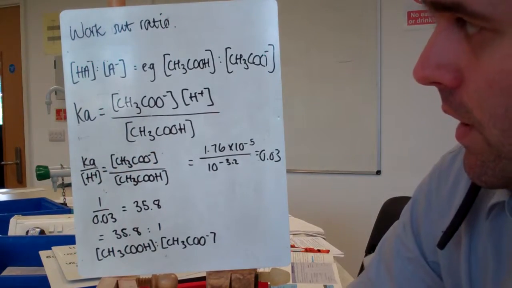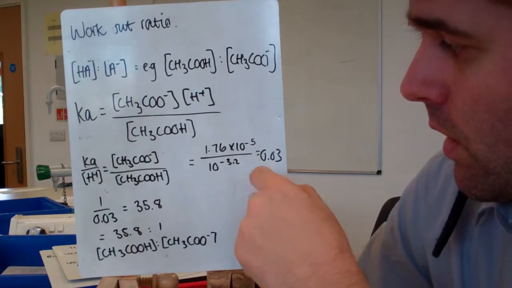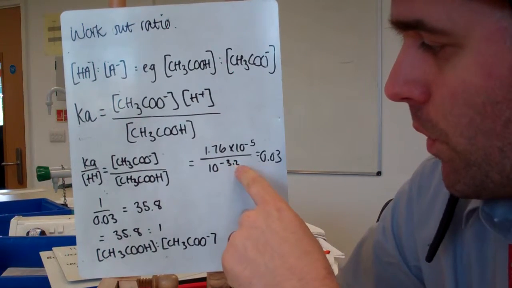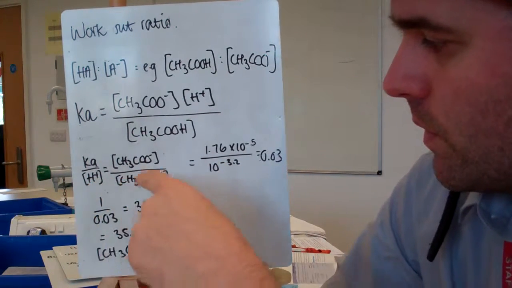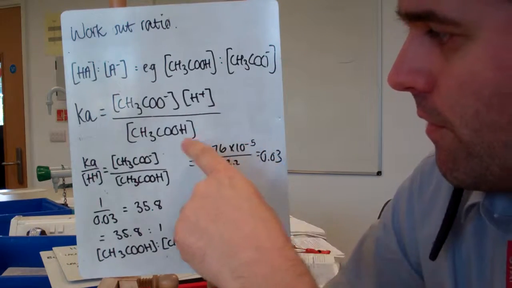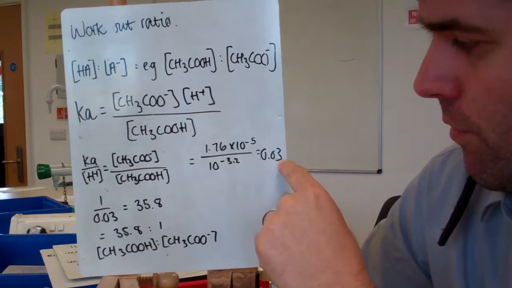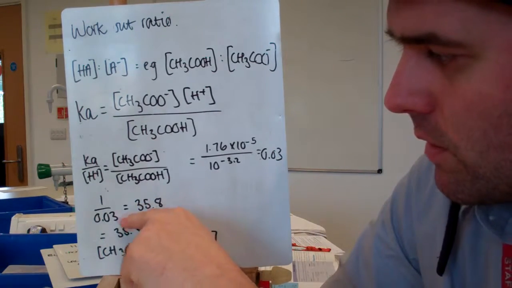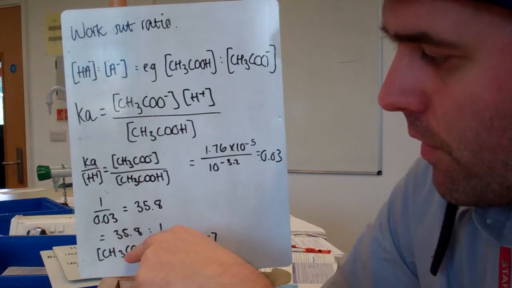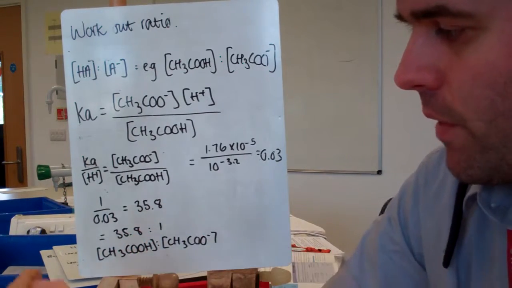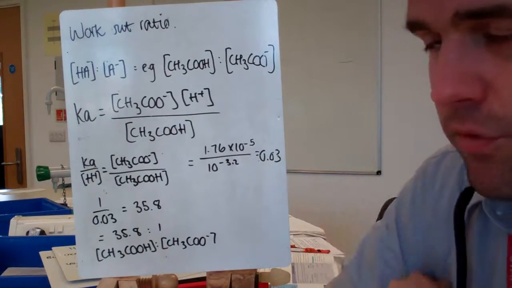So, the Ka divided by the concentration of H+ equals the ratio of A- over HA. Okay, so in this case they wanted a pH of 3.2. So 10 to the minus 3.2 will give you the H+ concentration. And here we've got the Ka of ethanoic acid, and so that gives us 0.03. So if you invert that, you get 35.8. So for every 35.8 ethanoic acids, you have one ethanoate ion, and if you do that, you get a pH of 3.2.